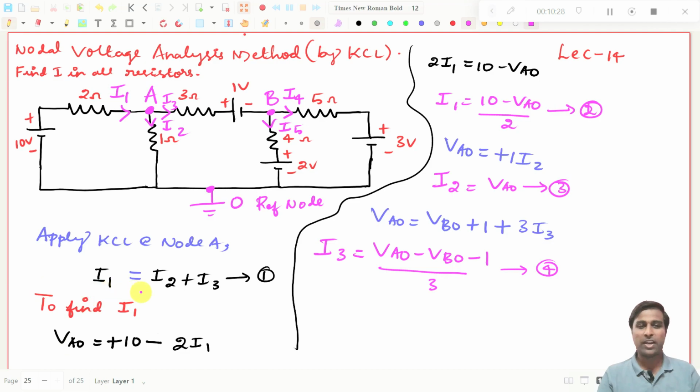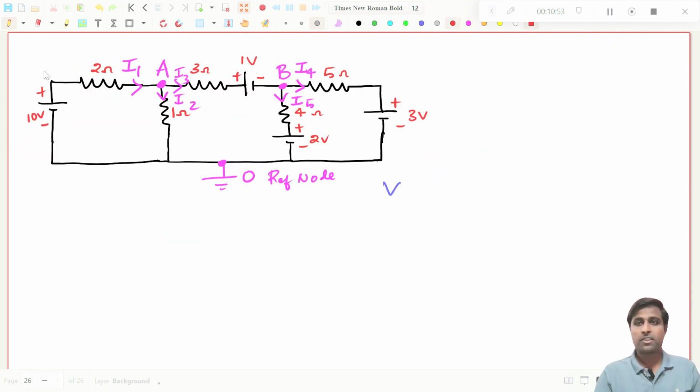We have found what is I1, I2 and I3, right? Now you can substitute in this expression to form VAO, VBO with the unknown components. So we have not completed yet because we have applied only KCL at node A. We need to apply KCL at node B also, right? So we will apply it now. I'm going to take the same circuit on the other page. I have taken the circuit again.